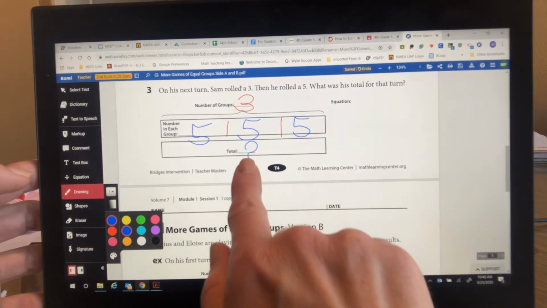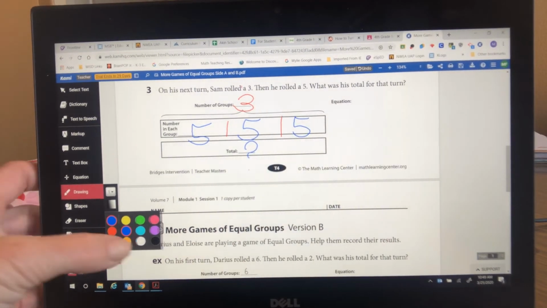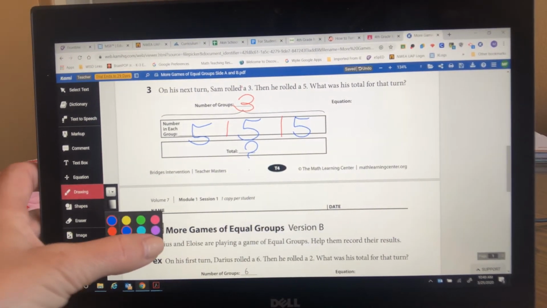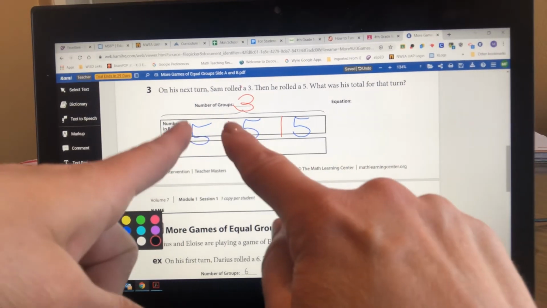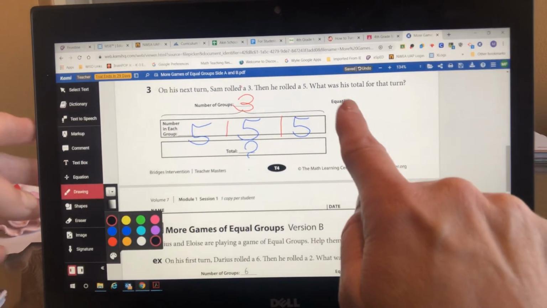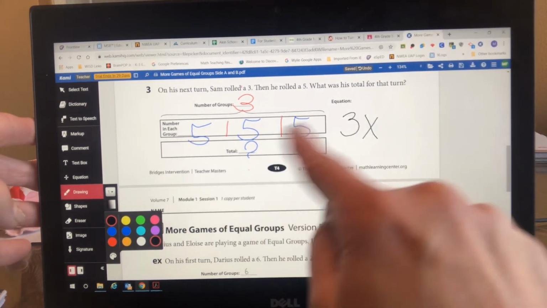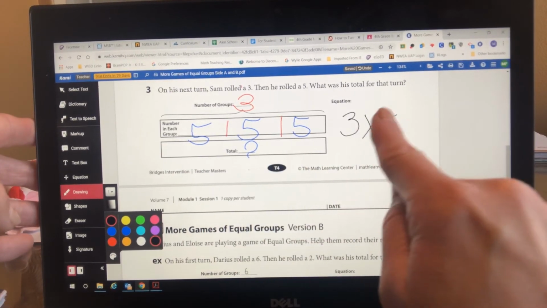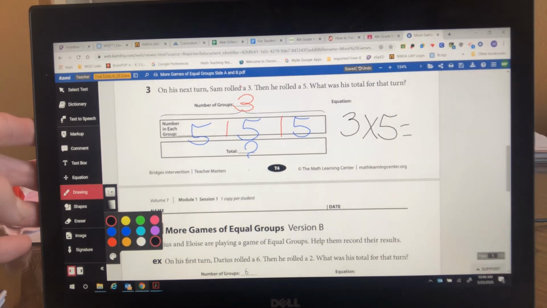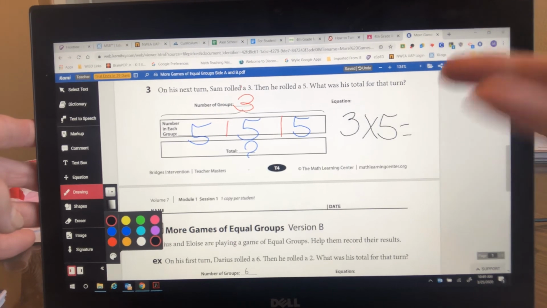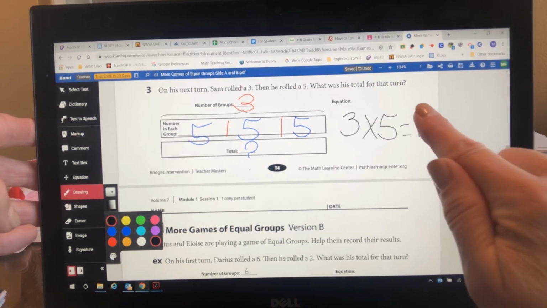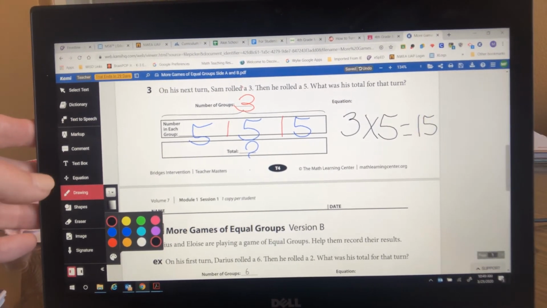And I'm looking for my total. And so my number sentence, I've got 1, 2, 3 groups. So I'm going to do 3 groups of, and I've got 5 in each group. So 3 groups of 5, and I'm going to count by 5 3 times. 5, 10, 15. And so 15 is my answer.